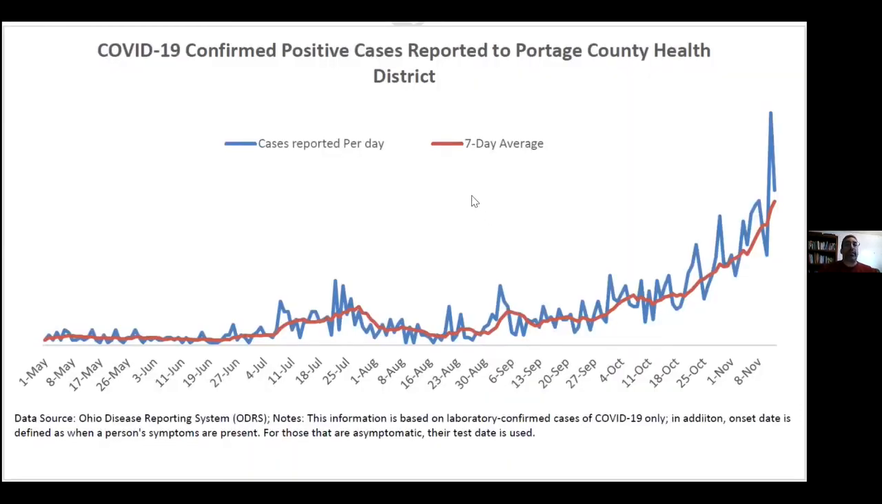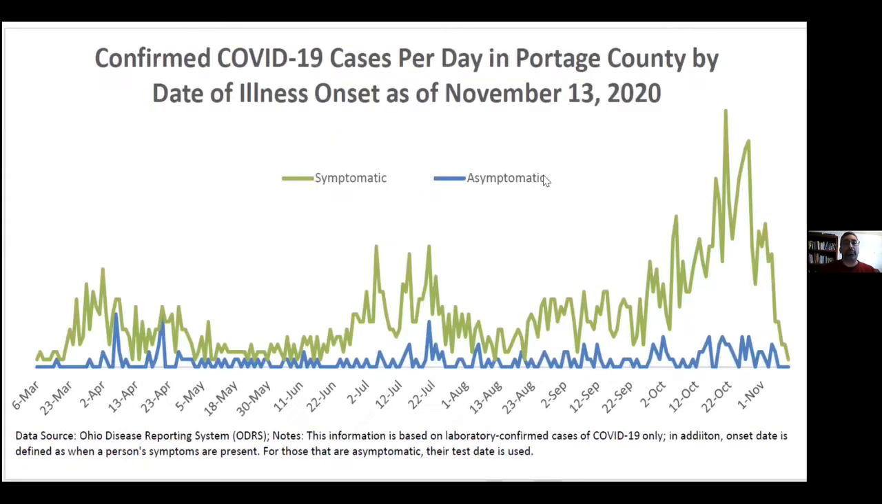This is COVID-19 confirmed positive cases reported to Portage County Health District. The blue is cases reported per day, and the red is a 7-day average. So you'll see starting on May 1st, how we have bumped along, and now of course we're having a spike. Same thing for both of these.